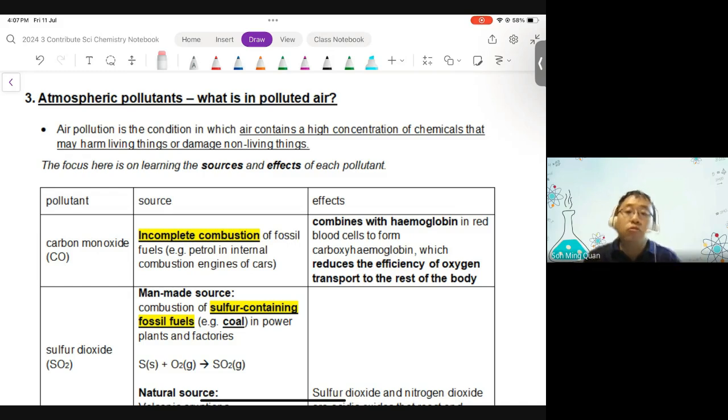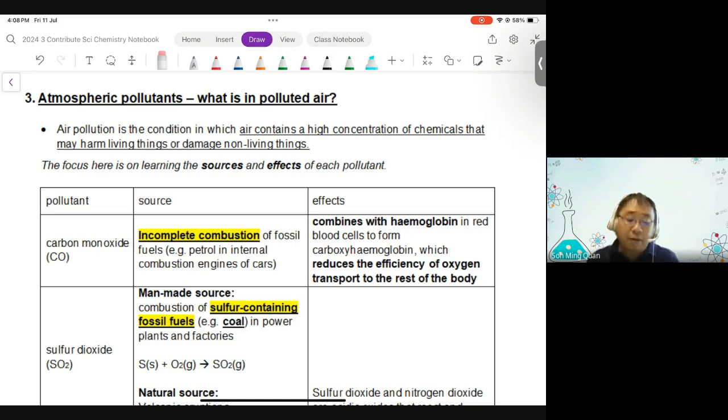As we know, due to cars, due to burning of fossil fuels, perhaps also due to other factors such as volcanic eruptions, air may not always be clean. There may be a reason why air becomes polluted. So in this particular lecture, we will be looking at which gases pollute our air, where do they come from, and what are the effects of these gases.